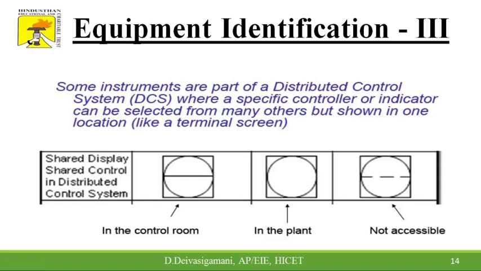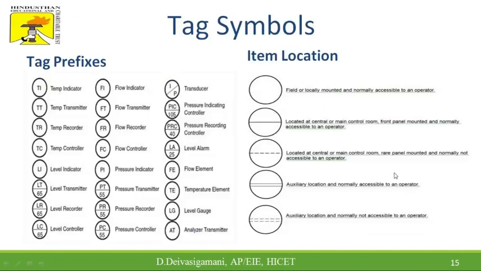And all the remaining logic is the same. If it's no line, it means it's available in the plant. If it's a single line, it means it's in the control room. If it's a dotted line, it means it cannot be accessible by the operator. These are the different tag symbols and tag prefixes with some IDs.